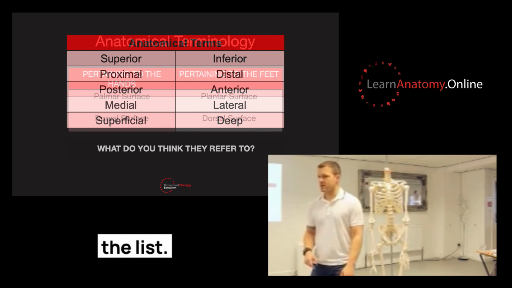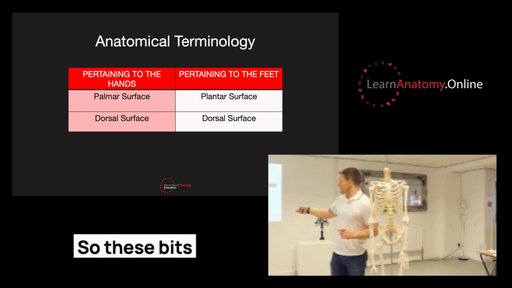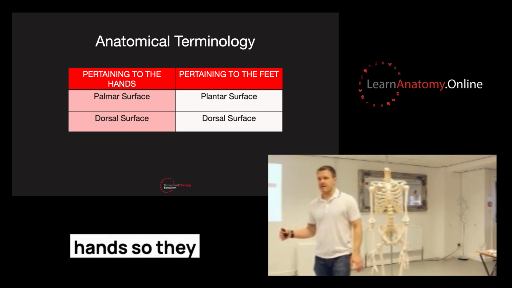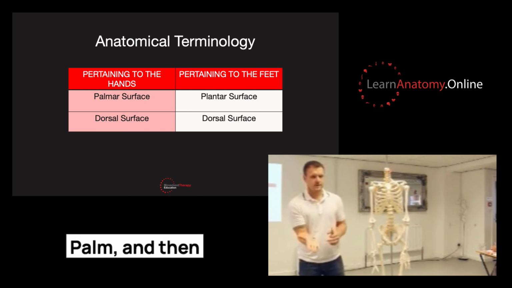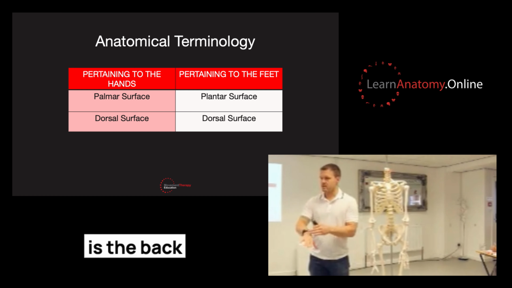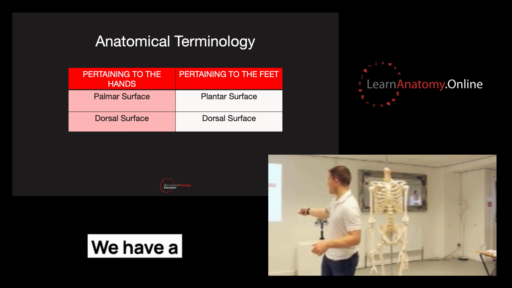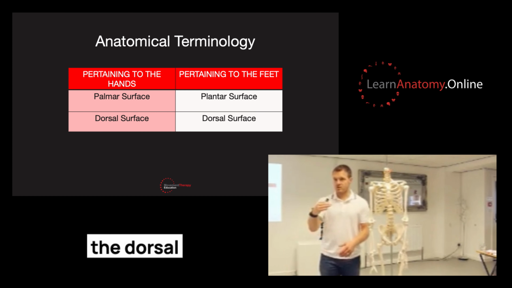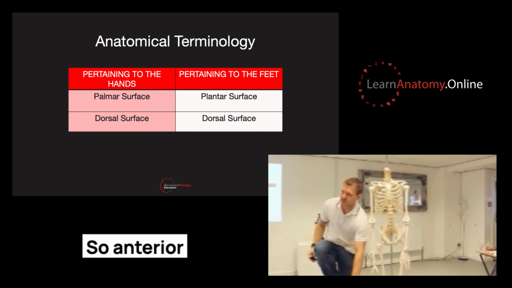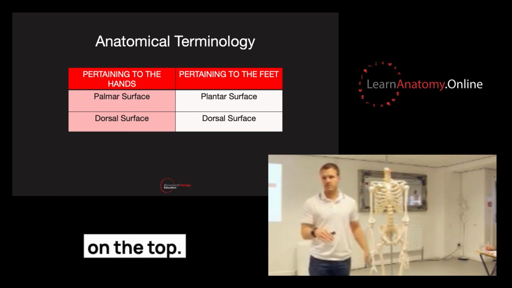There are a couple of things that weren't on the list. Have a look at these. So these bits are only in the hands, so they pertain only to the hands. You have a palmar surface of the hand, which is the palm, and then the dorsal surface, which is the back of the hand. Okay, so that's the palmar surface, and then the dorsal surface there. In the feet, we have a plantar surface, which is the bottom of the foot, okay, and the dorsal aspect of the foot is the top of the foot, so anterior part there. So plantar on the bottom of the foot, and then dorsal on the top.